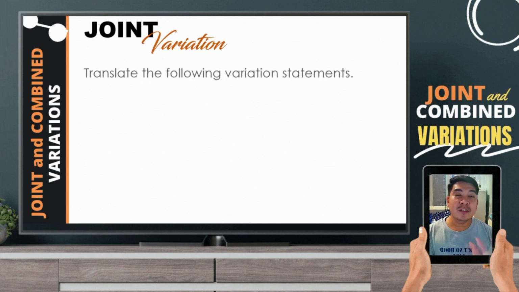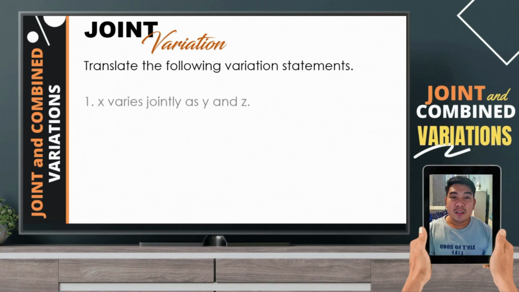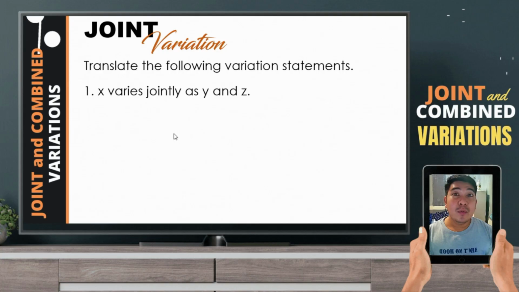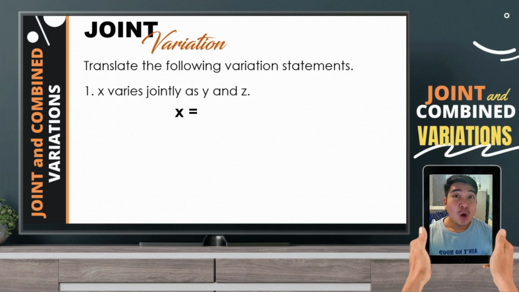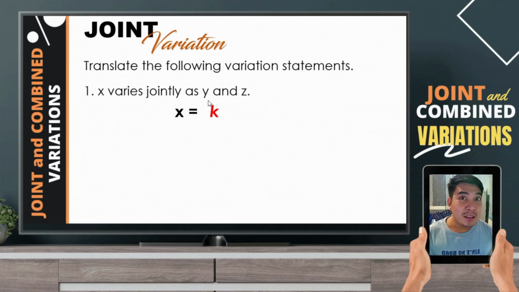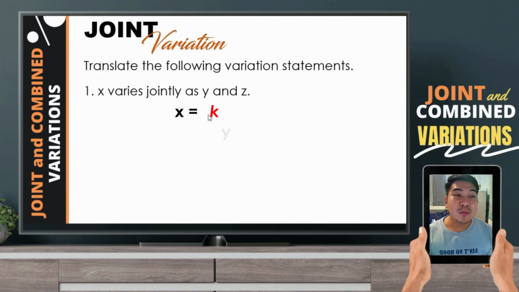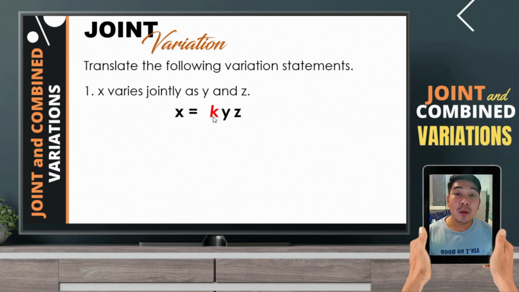So now let us have some exercises about translating the variation statements into equations. The first one, X varies jointly as Y and Z. So how are we going to translate this one? Get the first quantity, which is X, is equal to, of course, our constant of variation K. What are we going to do with the two remaining quantities? Since it is joint variation, we need to multiply them. So that will be Y times Z. Therefore, the equation is X is equal to K times Y times Z.